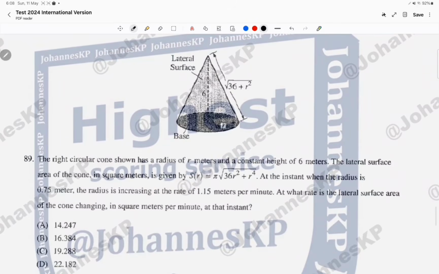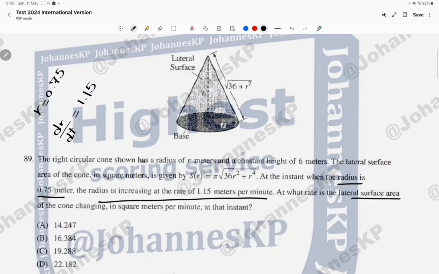Okay, now the radius is increasing at this rate. That means dr over dt is 1.15, and the radius is 0.75, right? And they want, at what rate is the area changing? That means they want dS over dt, the surface area, changing in square meters per minute. Good.